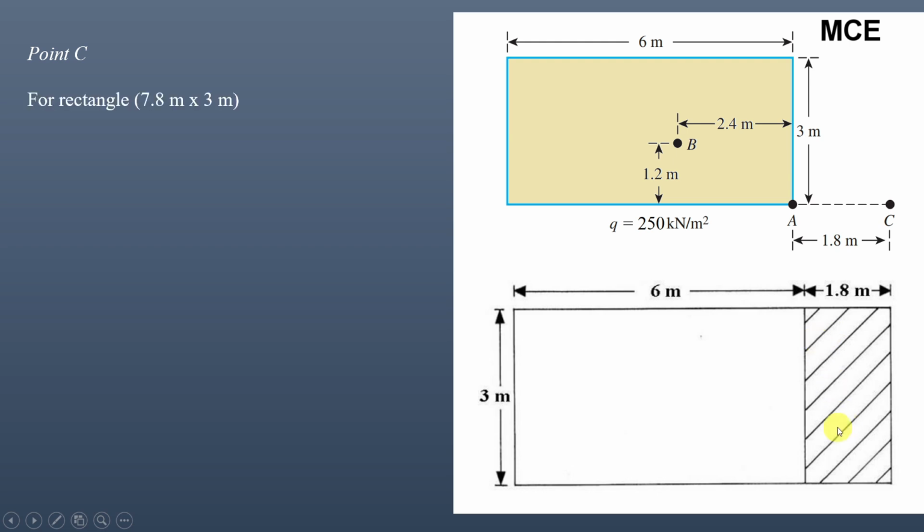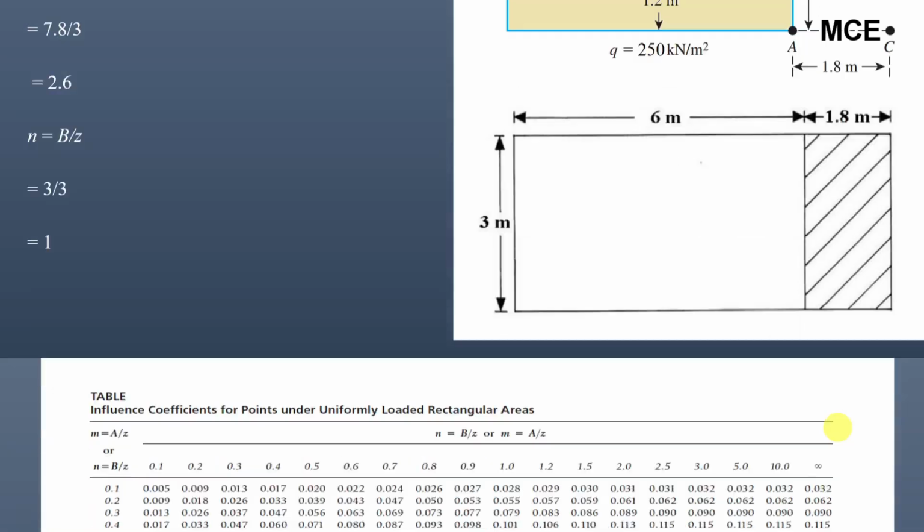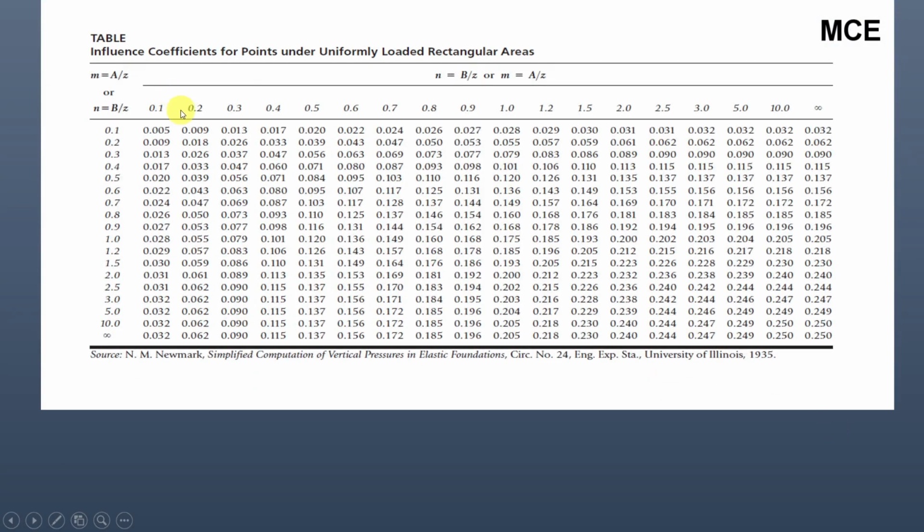So the first rectangle will be 7.8 meter multiplied by 3 meter. For this, the value of m will be 7.8 divided by 3, which is 2.6, and n will be 3 by 3, which is 1. So we have to find for n equal to 1 and m equal to 2.6. We can see in our table that we have n equal to 1, but we don't have the value of m equal to 2.6. So we have to interpolate between 2.5 and 3.